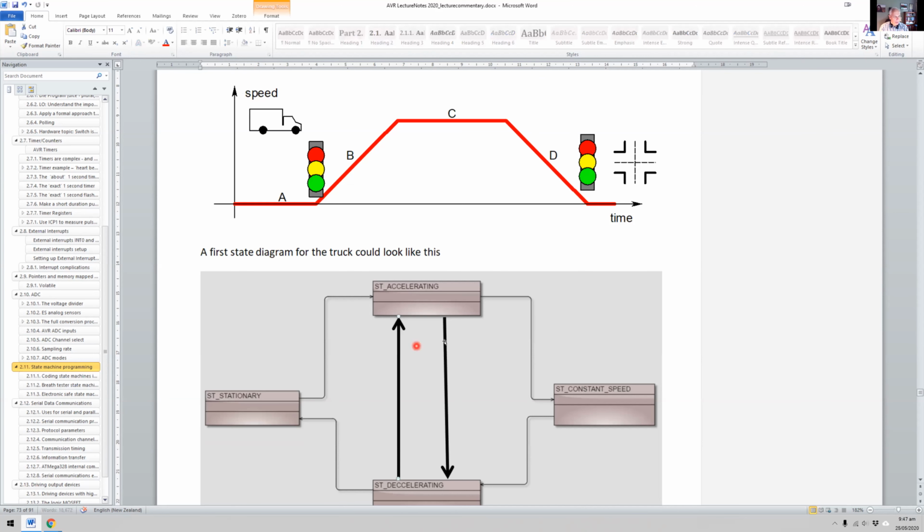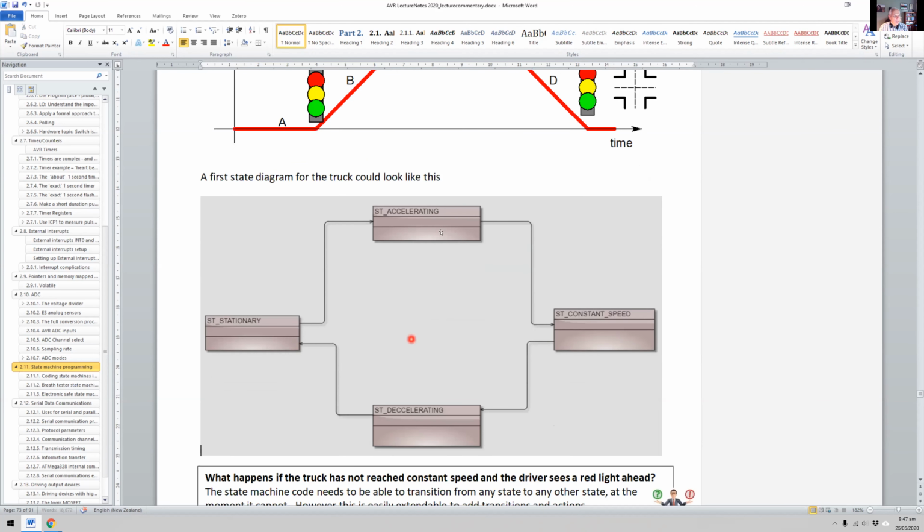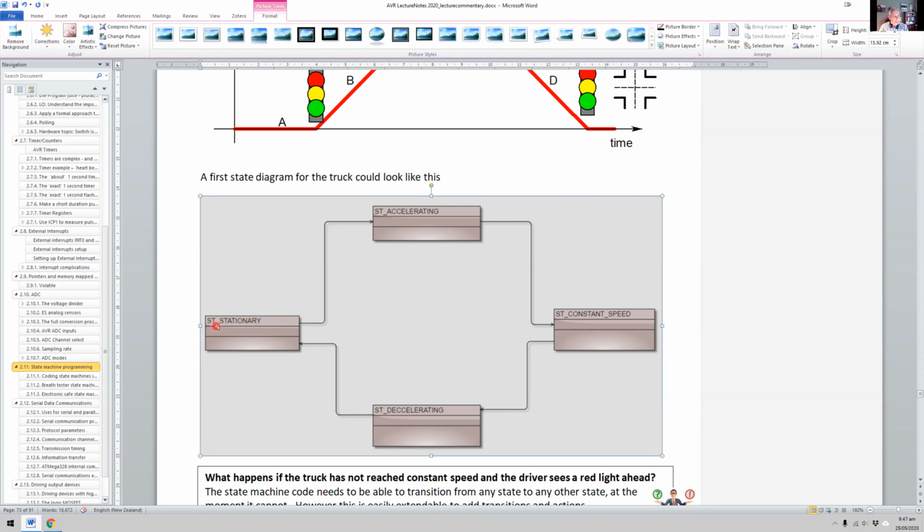So I'm just going to delete those. Okay, so here's our state diagram. What we've got here is that we have 4 states. That it is a stationary state, and you can see how I've named each one of these: ST_STATIONARY, ST_ACCELERATING, ST_CONSTANT_SPEED, ST_DECELERATING. I've used capitals as well because they're going to be macros in our code. And we can just draw these little blocks, okay?